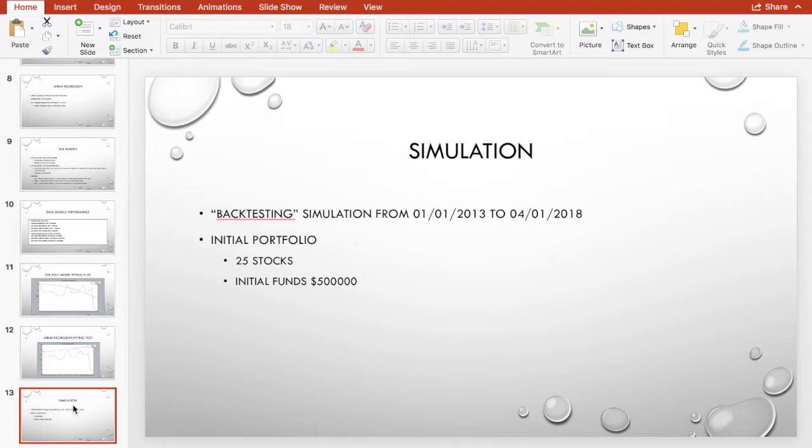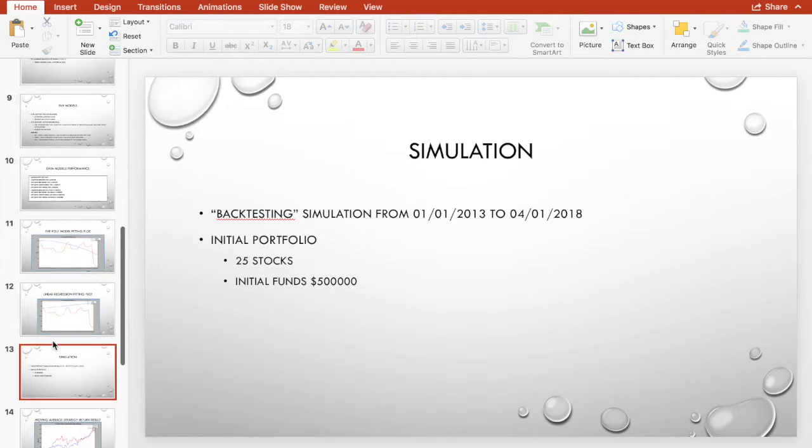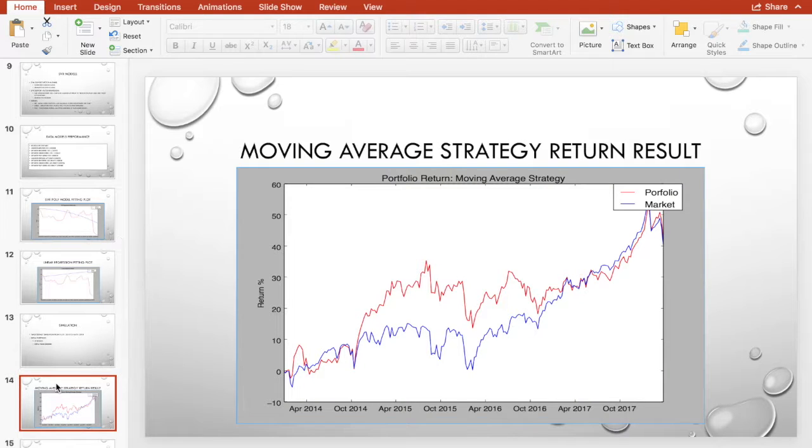Next, we're going to do the simulation. I will run the back-testing simulation from January 1st, 2013 to April 1st, 2018. Here is the result I get from the moving average strategy. Apparently, at some point the moving average strategy performed better than the market, which is the SPY index, but at the end they turn out to be the same.